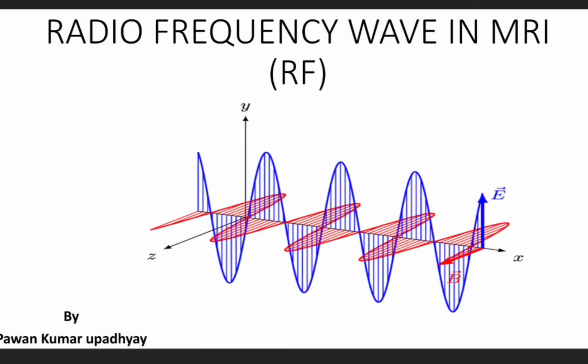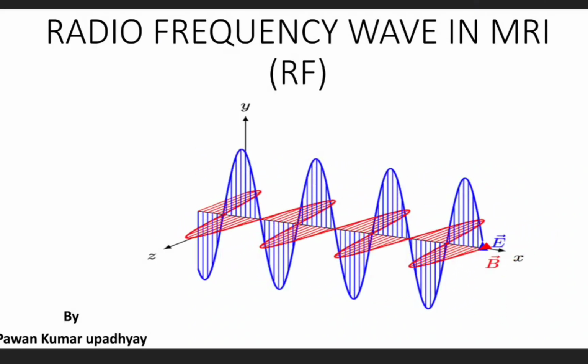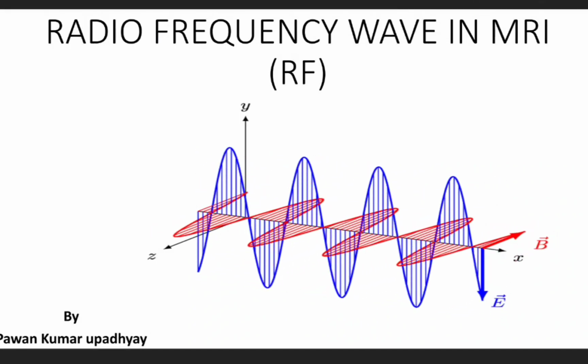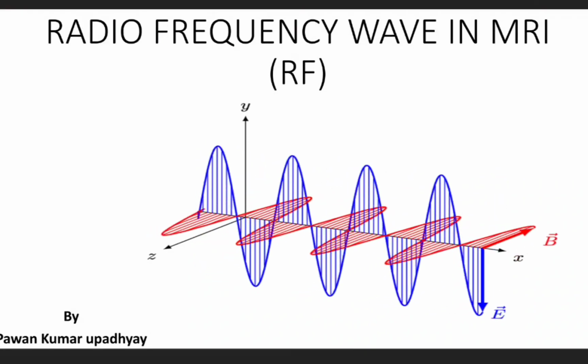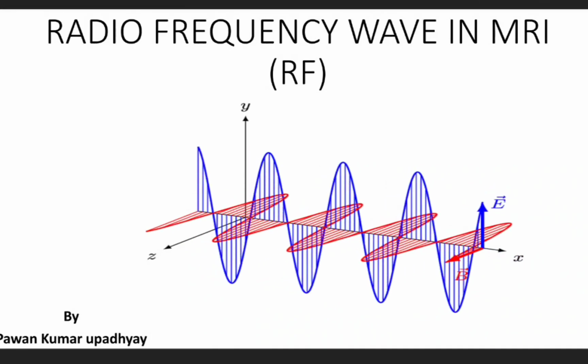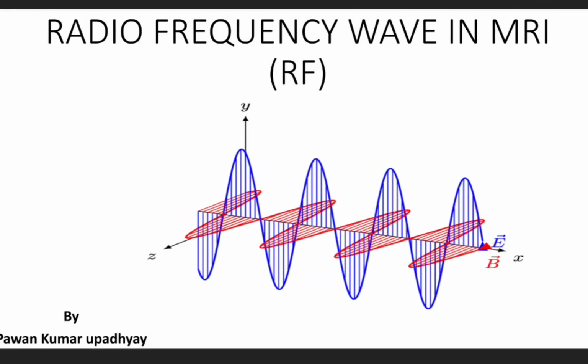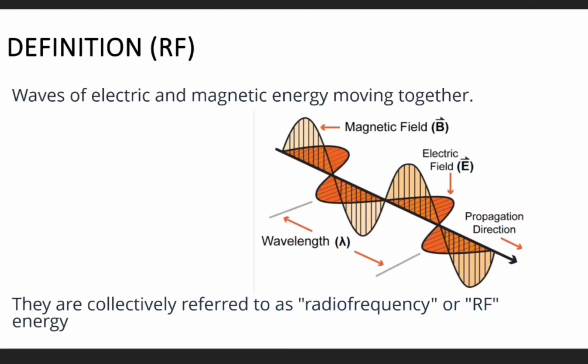I am back again with another new topic in MRI machines, that is radio frequency wave in MRI. As you can see in this slide, two sinusoidal waves propagating simultaneously with a 90-degree shift is called a radio frequency wave. This is an electromagnetic wave. Waves of electrical and magnetic energy moving together is called an RF wave. Collectively you can say it is a radio frequency wave, RF energy.